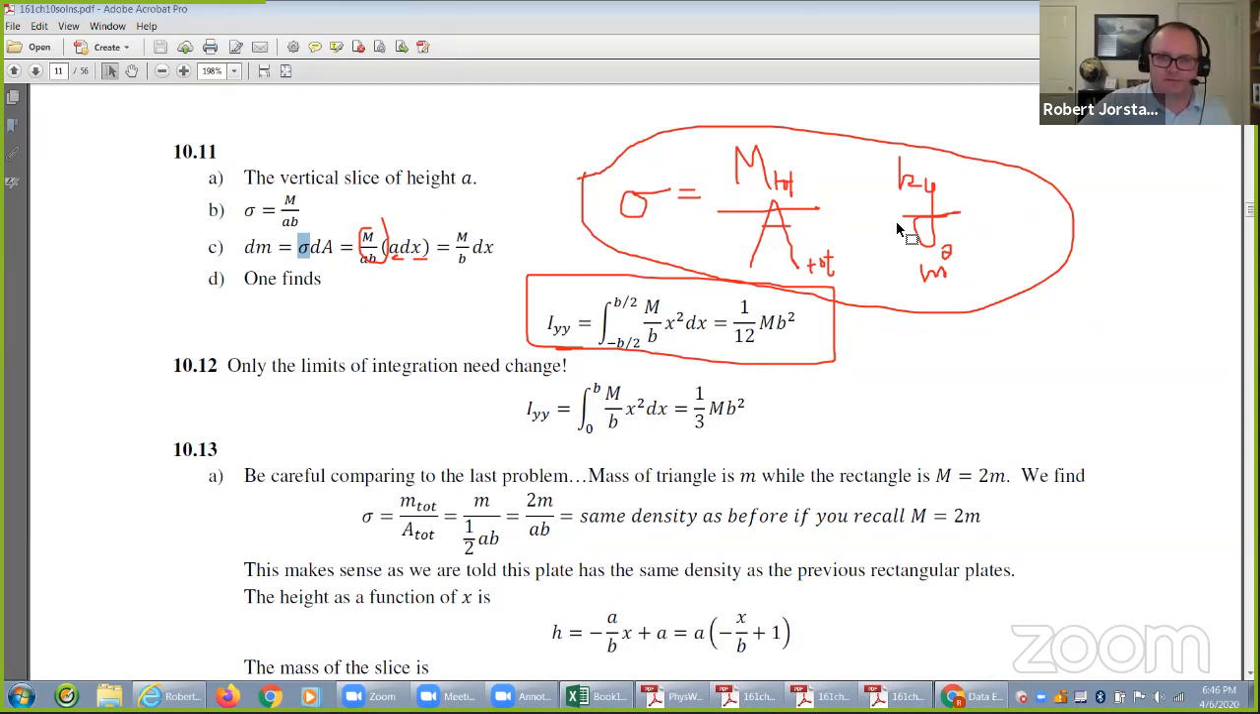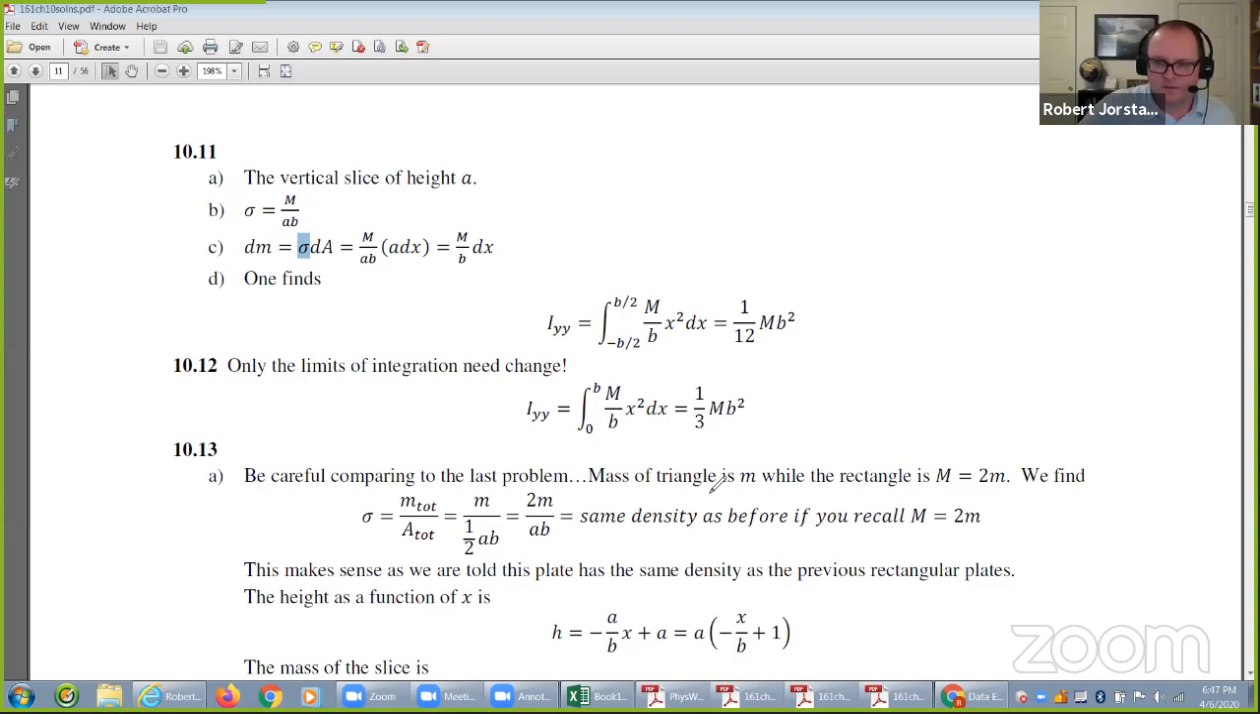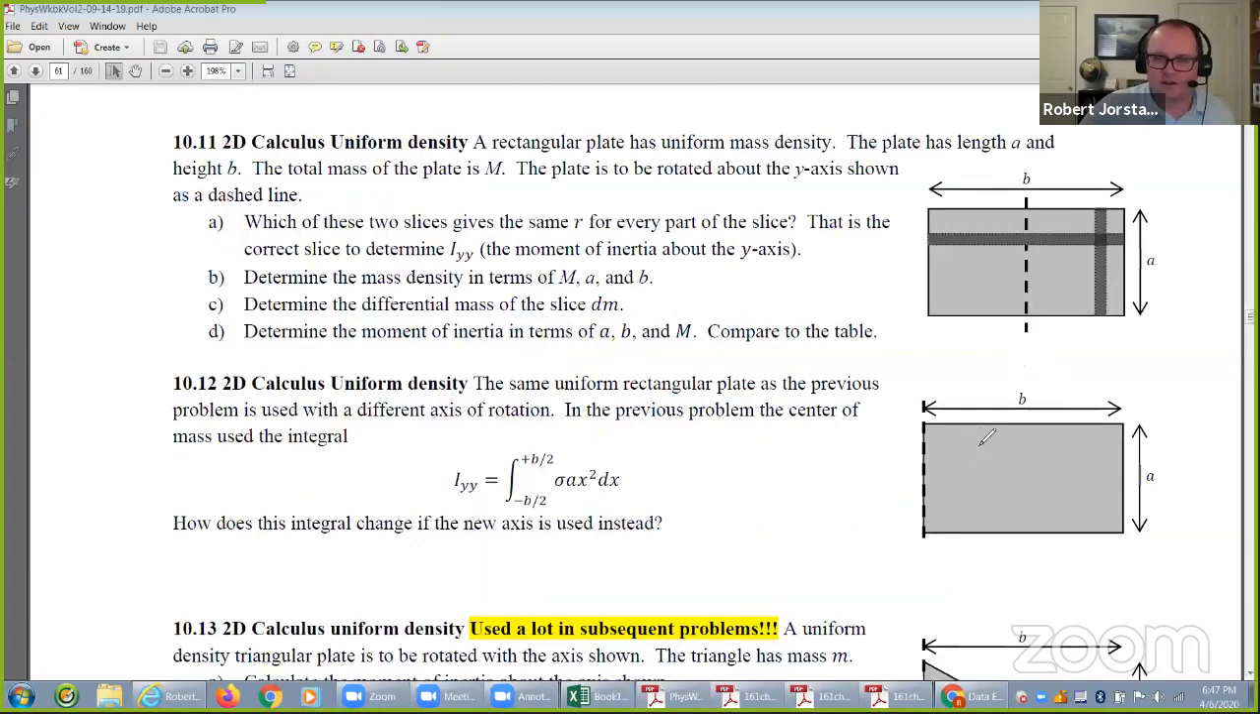Let me go back to one other thing. I know it's time to go, but I'm going to show you one other thing. If you go back to this one, notice the main difference here is the axis has changed. And so if the axis changed, you're going to get different limits. So this was the old integral, and then you'll see the limits change.